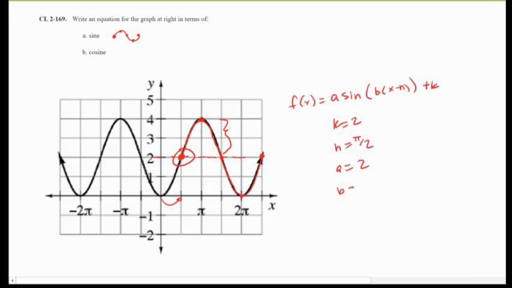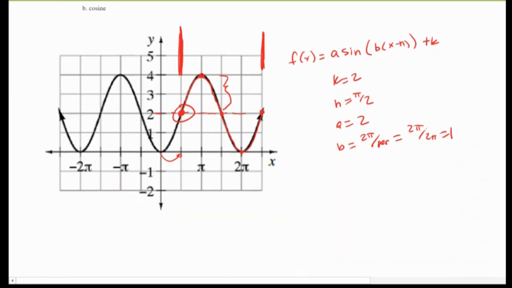And then lastly, my b value is just 2 pi divided by the period. The period here is from where I started this first part to where I end. It looks like that is just 2 pi. So 2 pi over 2 pi is just a b value of 1. Now I'm going to plug all those values in, and my sine function will be 2 sine of x minus pi over 2 plus 2.